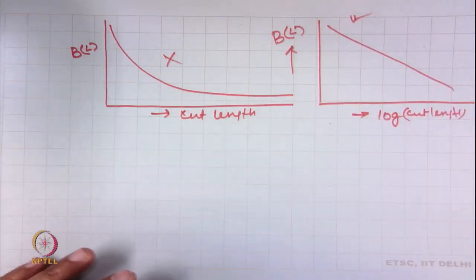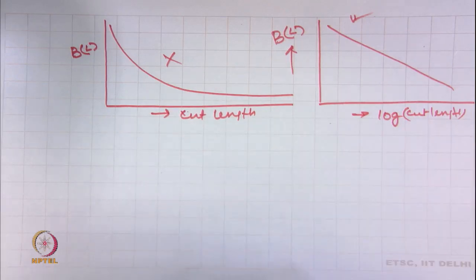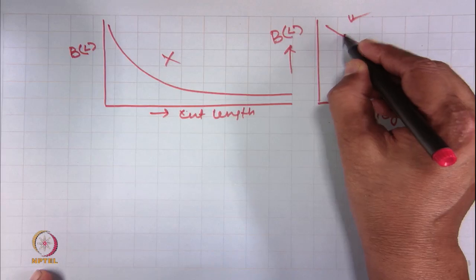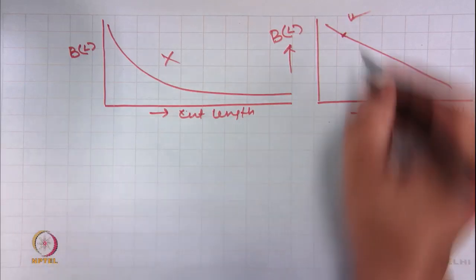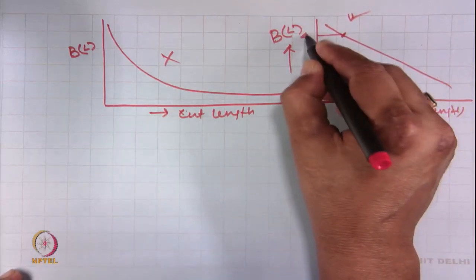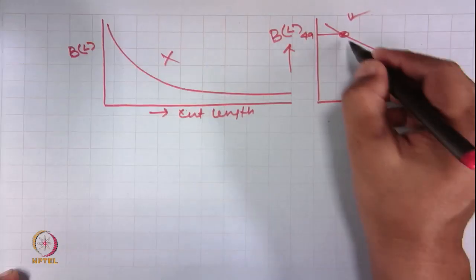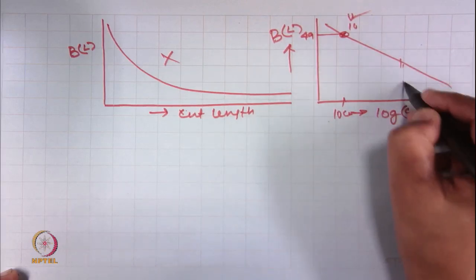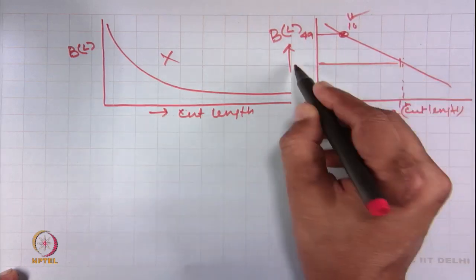Now, looking at this, the problem is that at 10 centimeter cut length, the BL value is given as 49. And at 1 meter cut length, the BL is 36.